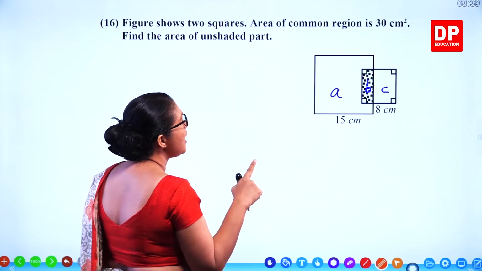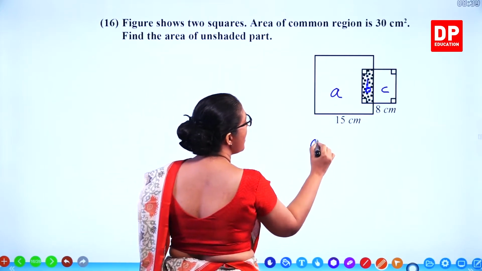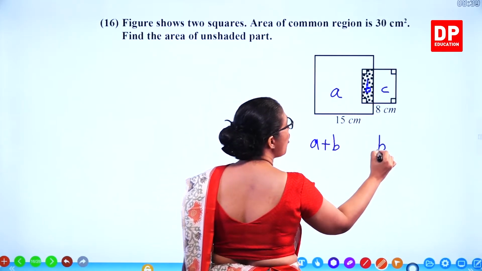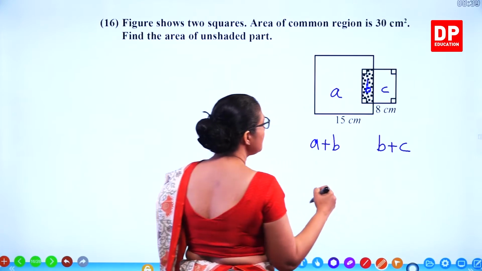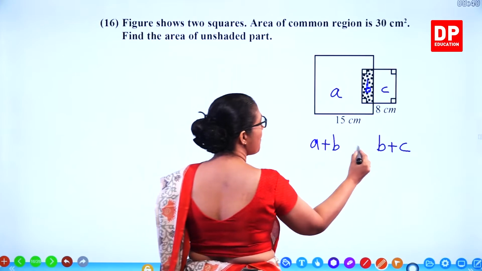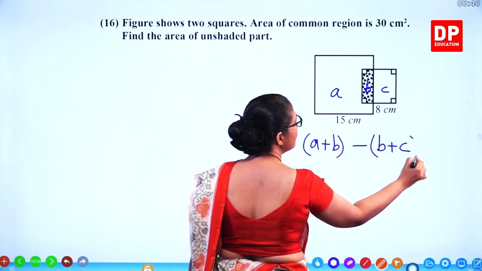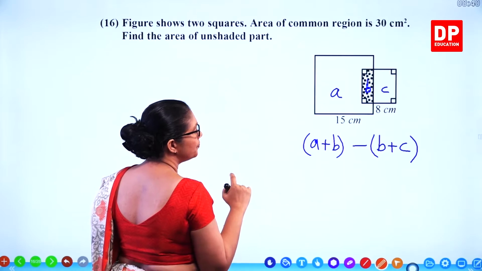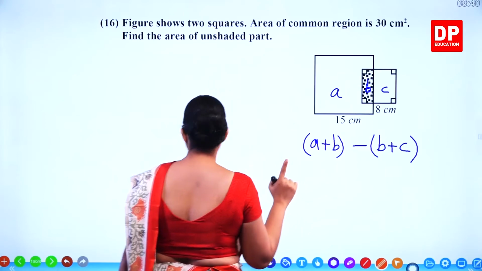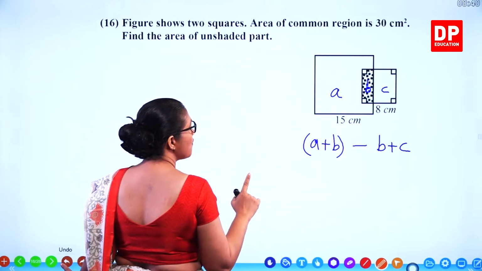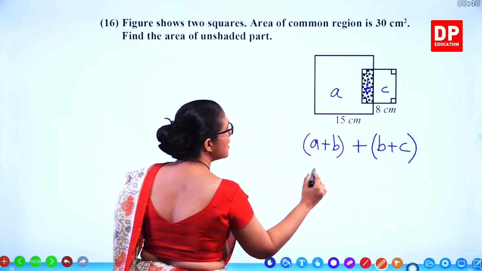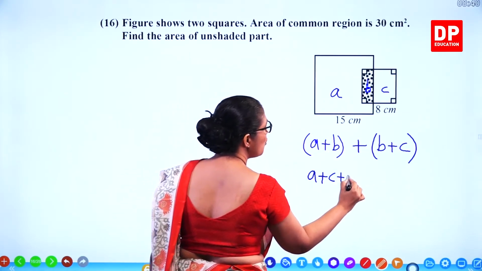If you find the area of the big one, you are taking A plus B. When you take this one, you get the smaller area, B plus C. When you subtract, what happens? Look carefully. When you subtract these two, you get A minus C. So you don't need A minus C. So we have to add them. So we'll add these two. What you get? A plus C plus 2B.